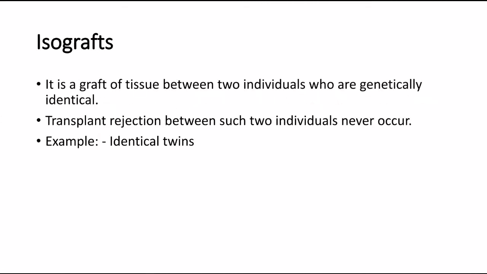First we will see autografts. In this type, skin graft is obtained from another part of our body that is undamaged and healthy. In this, the donor site will be on the same individual where the grafting should be done. In this type of grafts, there won't be any transplant rejection. Next is isografts. It is a graft of tissue between two individuals who are genetically identical. Transplant rejection between such two individuals never occur. Example, identical twins.